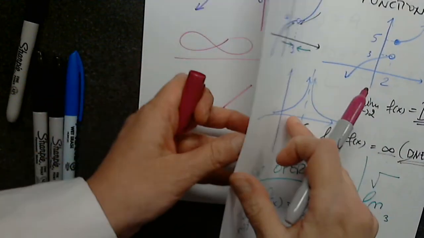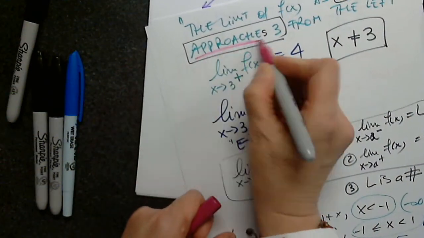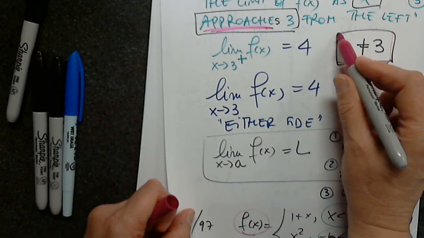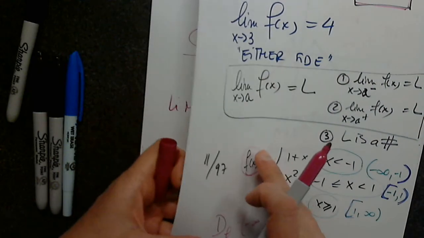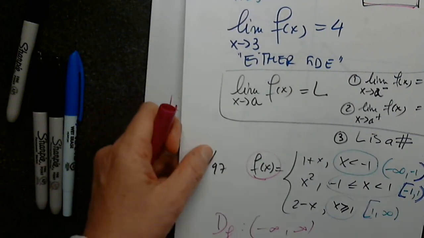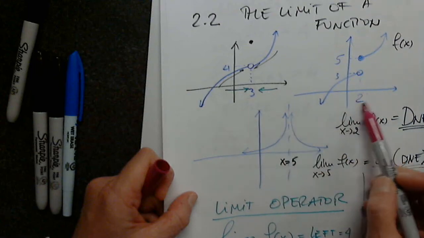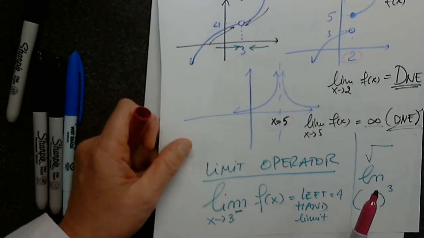The word approaches is a key word here, because we really mean at all times that x does not equal 3. In this case, that x does not equal 5, in the previous case, etc. So we really mean x does not equal 3, x does not equal 2, x does not equal 5. Okay.